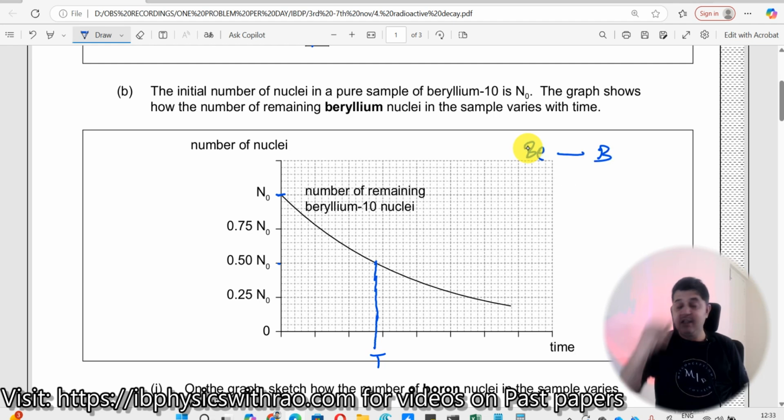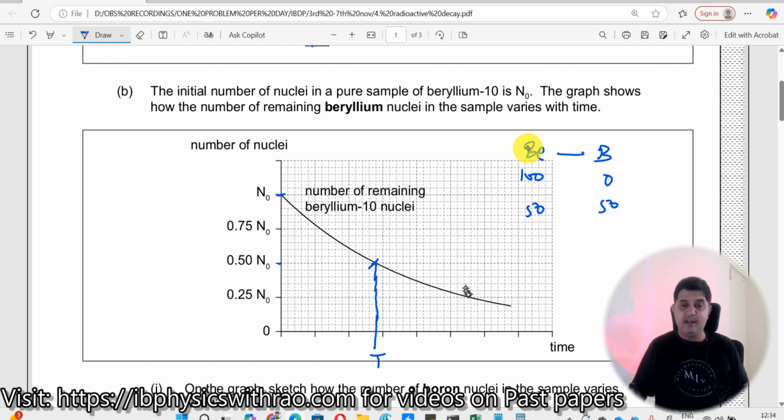Let us say, for example, if there are 100 beryllium nuclei initially, the number of boron nuclei was 0 initially. Then after this half-life, if this became 50, this would also become 50, because this 50 has got converted into this 50 here. So now what I need to do is that the growth curve should be 50. One of the coordinates is known to me.